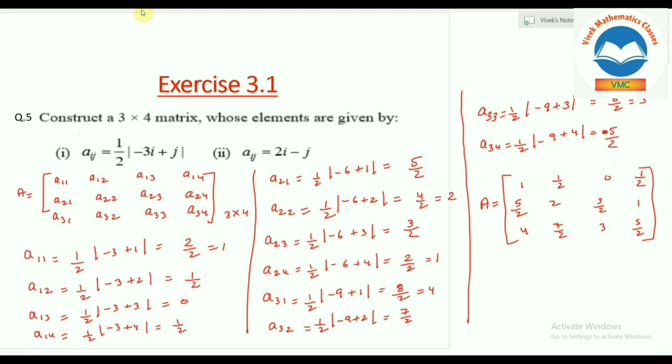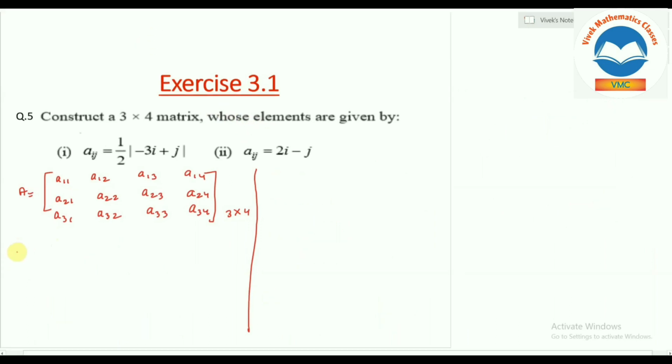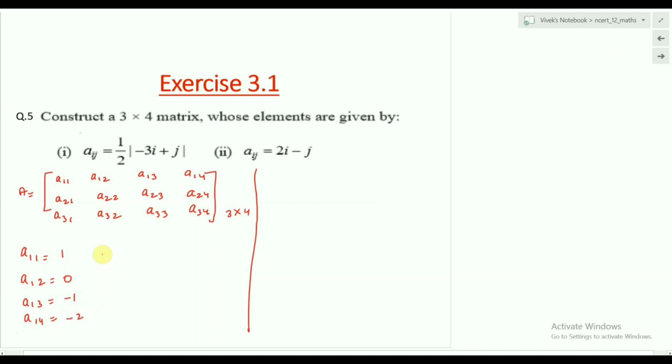Similarly, we can find the second part. Here also we will find all the terms. So what will be your A11? In this, in place of i also 1 and j also 1. So 2 into 1 will be 2, minus 1 will be 1. Next, A12. A12 will be what? 2 minus 2 will be 0. Next, A13. 2 minus 3, it will be minus 1. A14 will be 2 minus 4, minus 2.